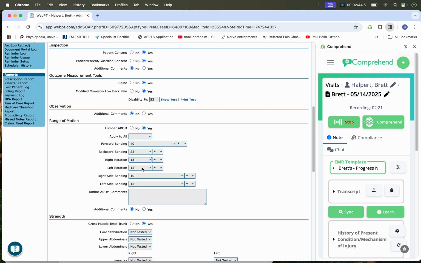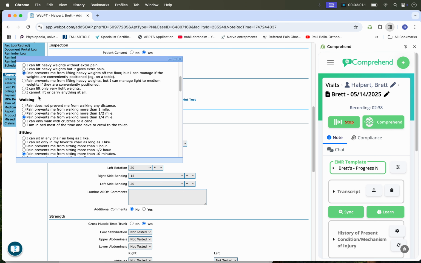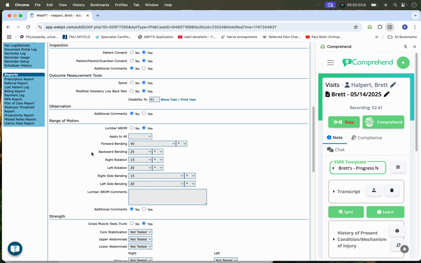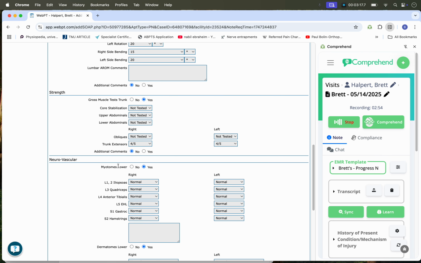Left lumbar rotation improved from 15 to 20. Right lumbar side bending improved from 10 to 15 degrees. Left lumbar side bending improved from 15 to 20 degrees. And then let's say we're going to make some changes to the outcome measure. So the modified Oswestry low back pain disability index improved from 53% disability to 41% disability. Myotomes, dermatomes, reflexes are still normal. Lumbar extension strength improved from 4 to 4 plus out of 5.